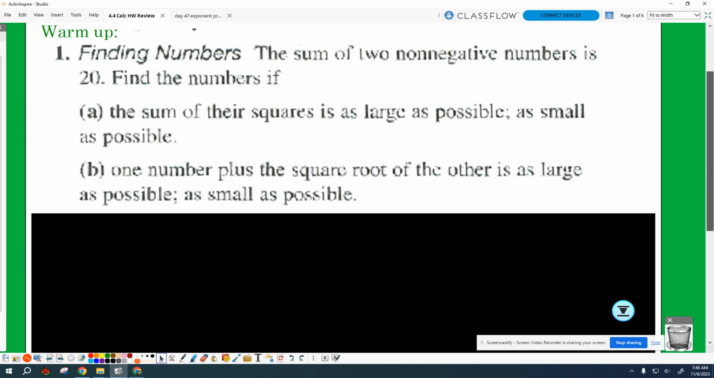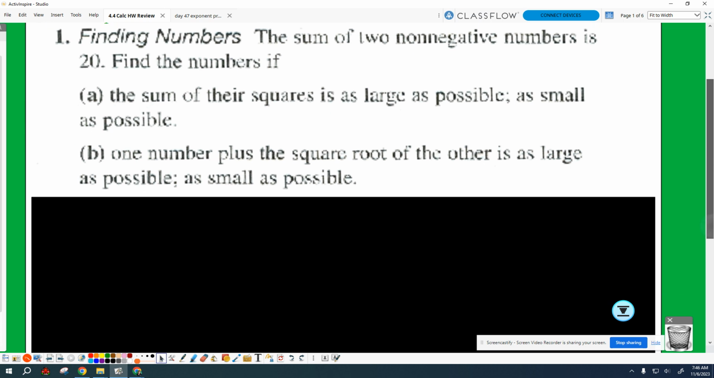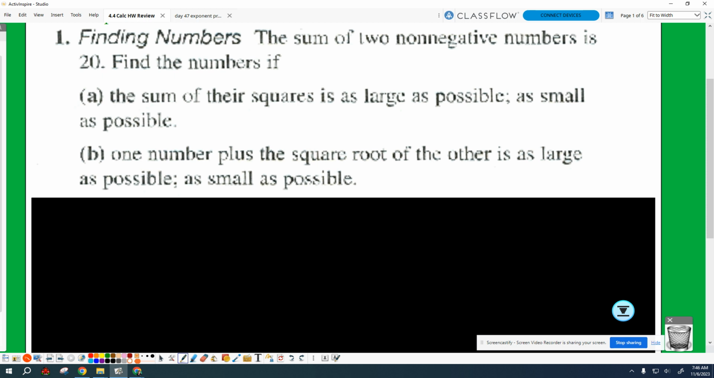So looking at this first problem, we need to read through it and see what we want to find. So non-negative means positive, correct? No. One can be zero? Okay, non-negative, it's very SAT wording. Non-negative means it can include zero. So that is the first catch. The sum of two non-negative numbers is 20. So what's our setup?